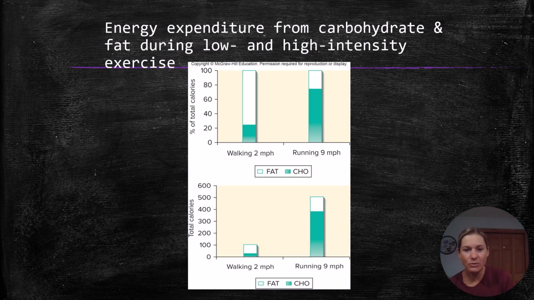This shows you that example: energy expenditure from carbohydrate and fat in low versus high intensity. This shows us the percentage of calories. Walking at 2 miles per hour, I'm burning a lot of fats. In comparison to running, I'm going to use just a little bit of fats, mostly carbs. However, down here, this shows us the total calorie expenditure. Walking slow will burn 100 calories per hour. Running fast will burn 500 calories per hour. So if I can burn more calories by doing the higher intensity, that's a better option for us in terms of weight loss.